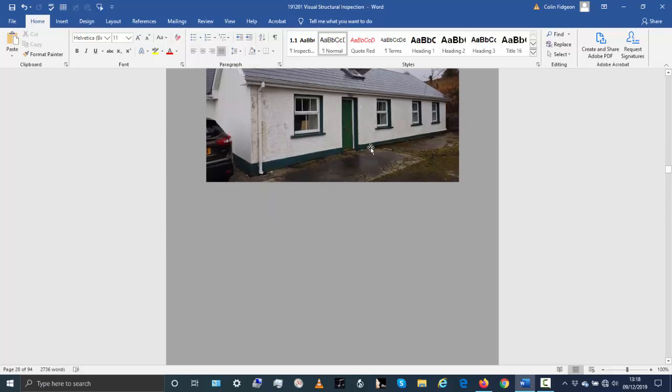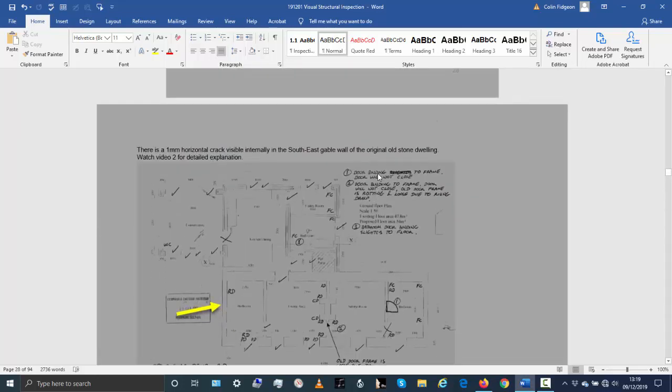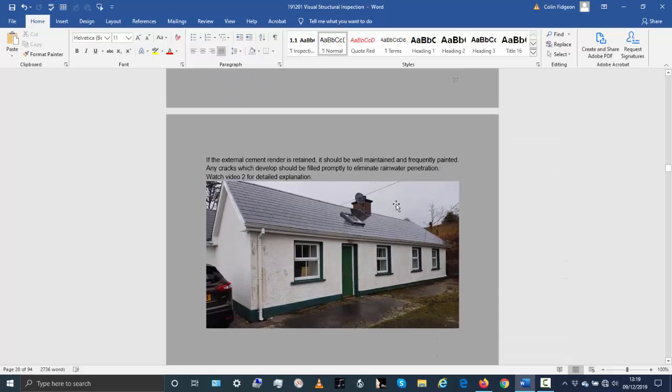Now, what I will say is if the cement render is going to be kept, it must be maintained in a good condition. As in, if there are any cracks that form in the cement render, they must be filled straight away so that rainwater cannot penetrate. Because as I say, if it does penetrate, the cement render will stop it from evaporating and drying out. Okay, I'm going to stop this video here because that's just a summary of the typical problems that you get with this type of construction.